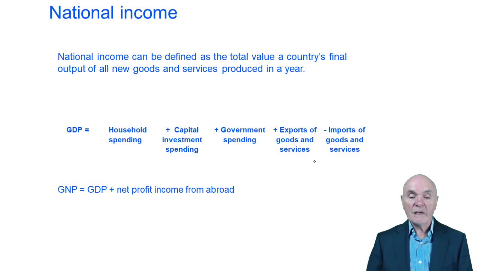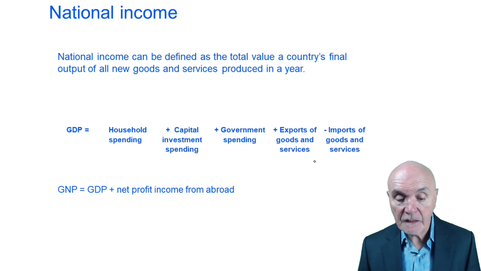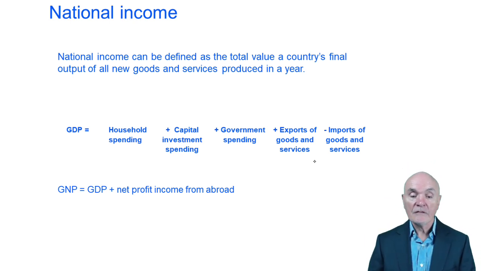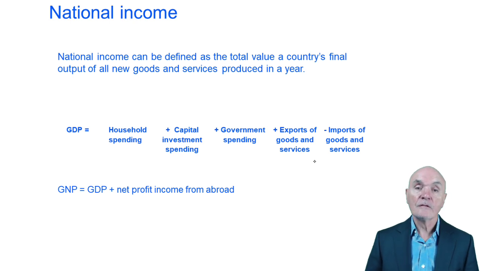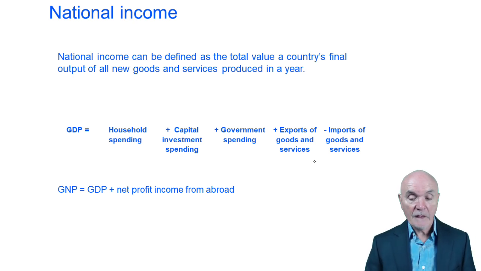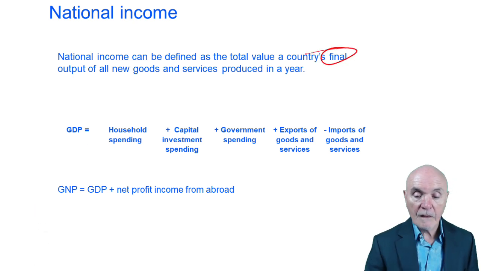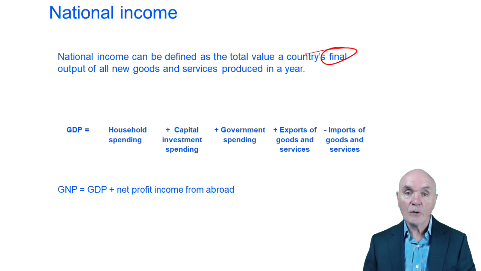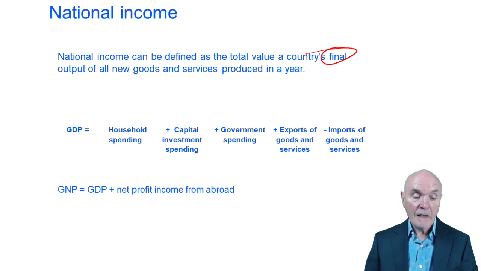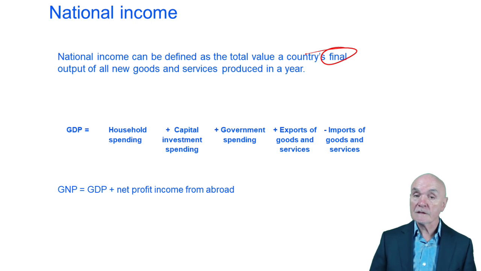Now, how is income measured? National income is defined as the total value of a country's final output for all new goods and services. It's important that we remember it is final output, because if a company buys raw materials, that is a purchase, incorporates that into a product, sells it to a member of the public, that's another purchase, if you like, but really you're double counting the raw material element. So it is the final output of all new goods and services.